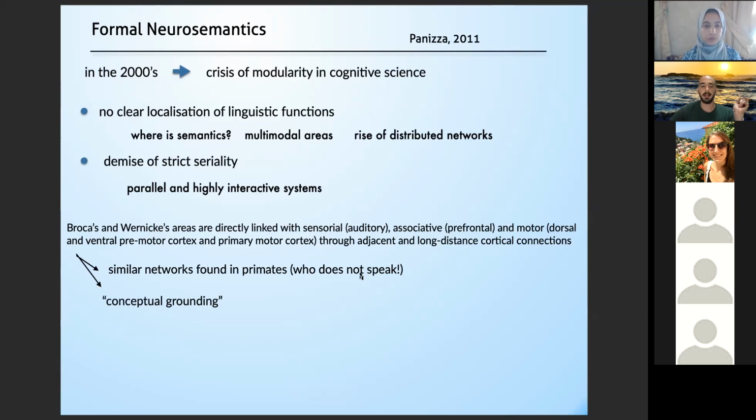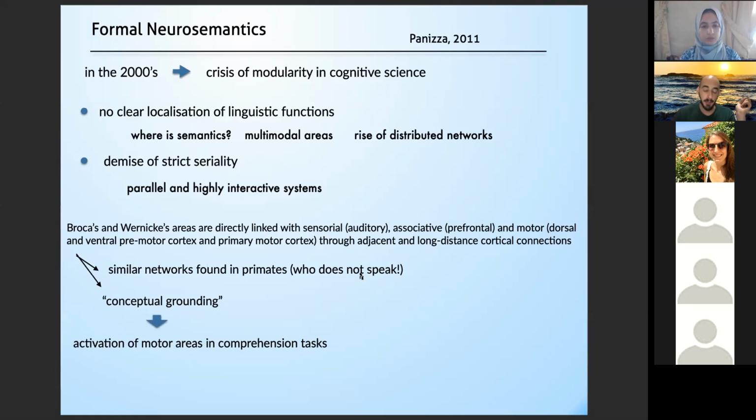Then we have the idea of conceptual grounding. In order to understand concepts, you might have to activate the very sensory motor areas that were active when you formed those concepts, okay? The concept of red apple would activate even the sensorial areas of your tongue when you eat a red apple, in an automatic fashion. And then there is a lot of debate: is this activation of sensory motor areas required for the concepts, or is it just a sort of cascade effect?